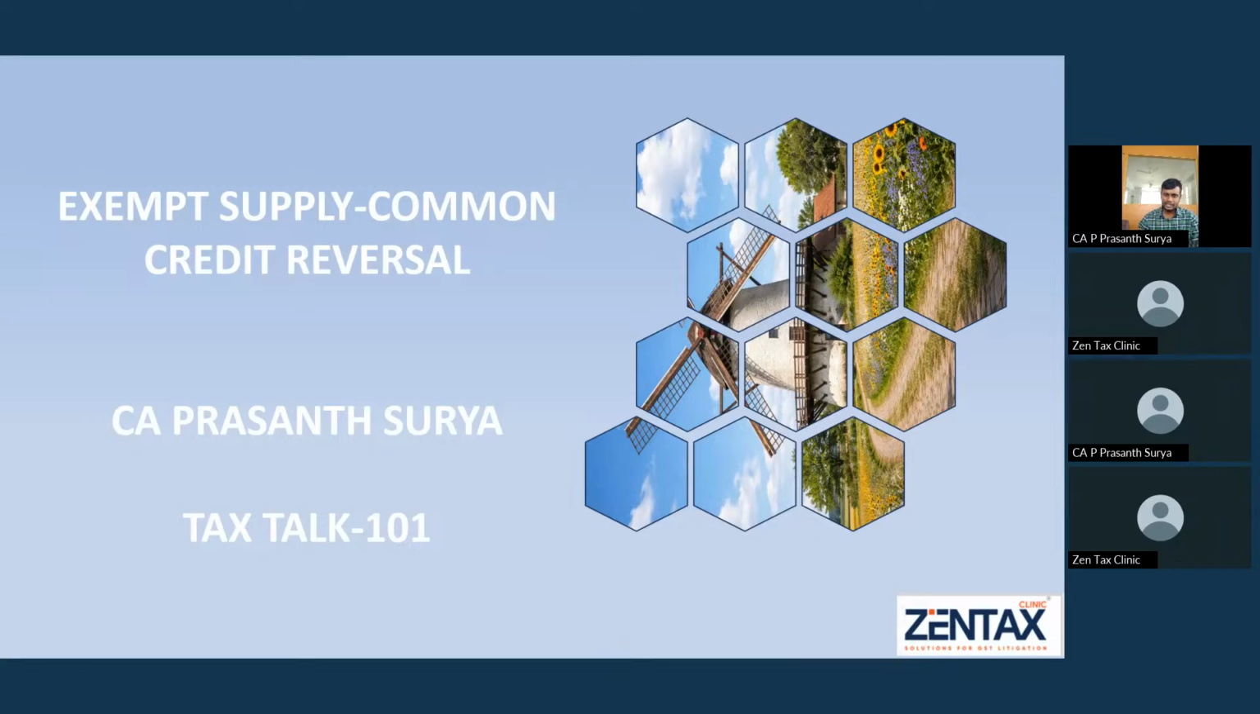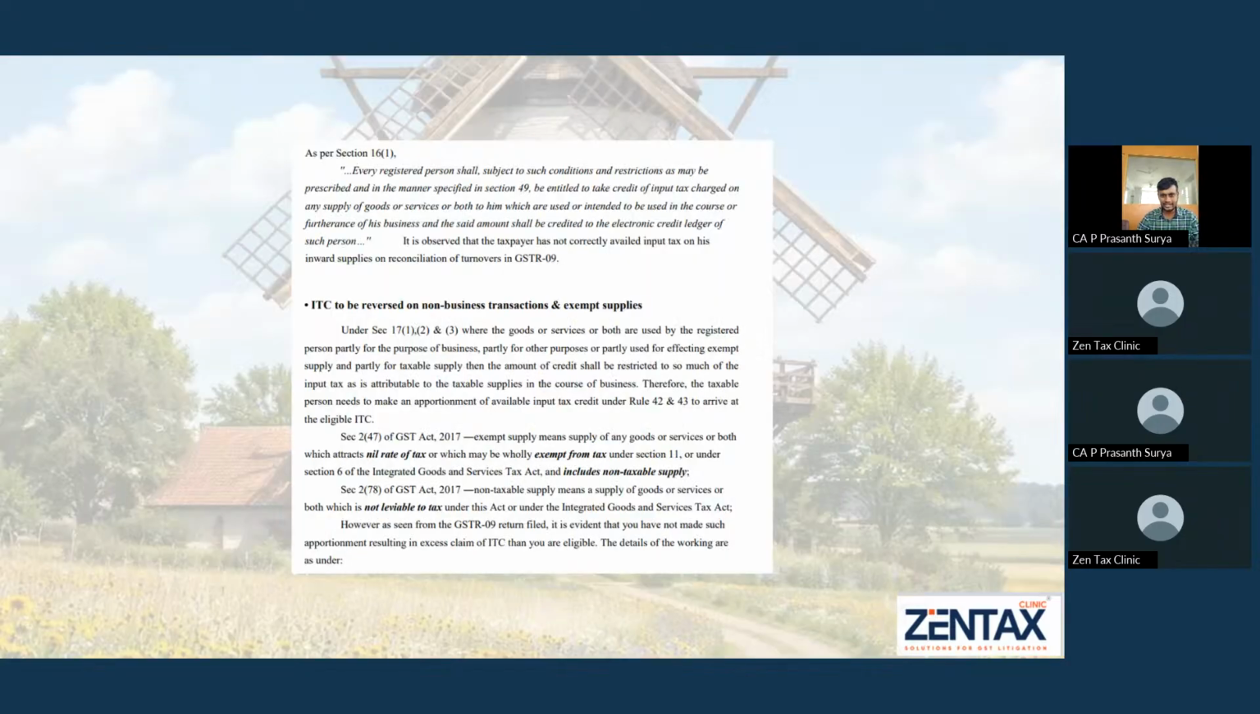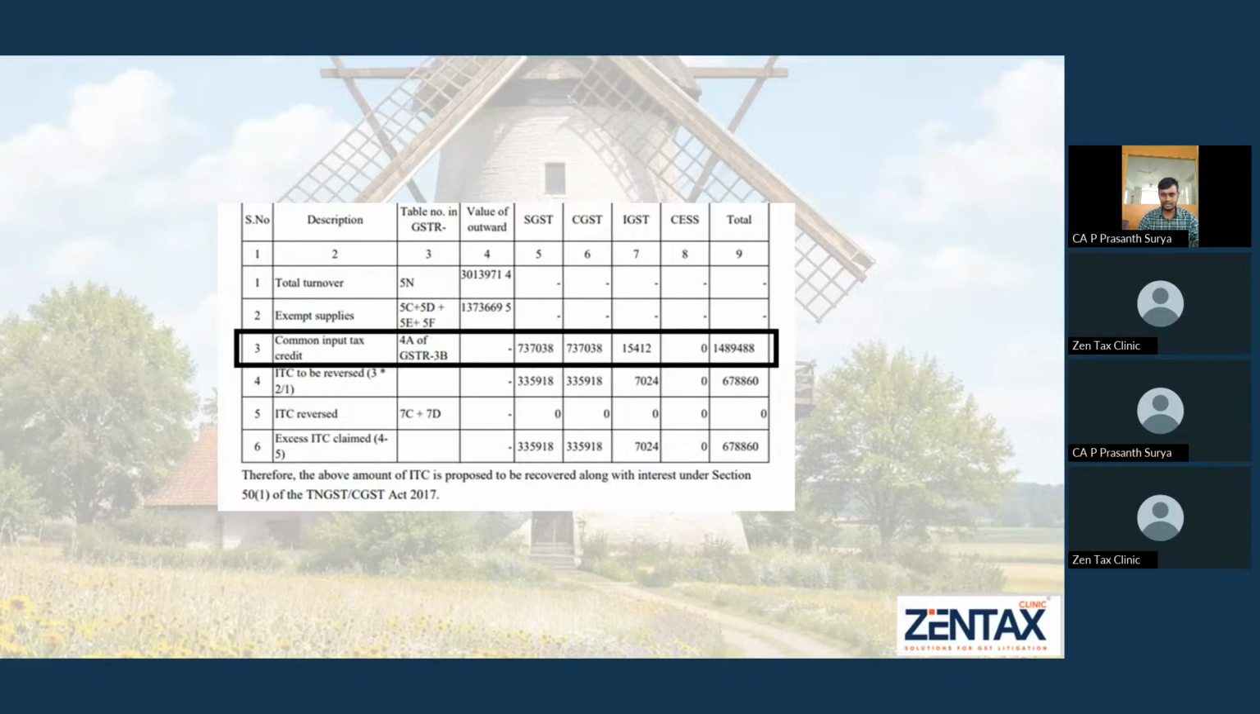With respect to common credit reversal, many of us would have come across TNGST departmental notices, where they have elaborated the provision of what common credit is about and asked us to reverse the common credit for the entire ITC that we have availed. The formula for common credit reversal is very simple: common credit into exempted turnover divided by total turnover. It is the exact formula for common credit reversal, which should be done via GSTR 3B on a monthly basis.